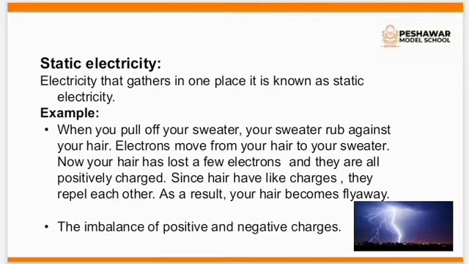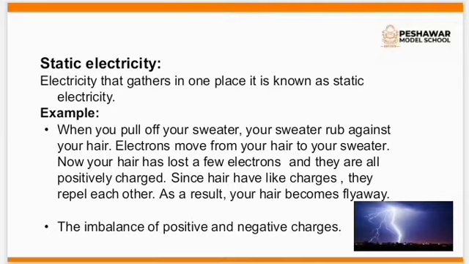Another mechanism is that when one object is rubbed against another, electrons are transferred. Like in this case, electrons move and transfer from the hair to the sweater. So when this happens, one object ends up having more electrons than protons. This object becomes negatively charged.